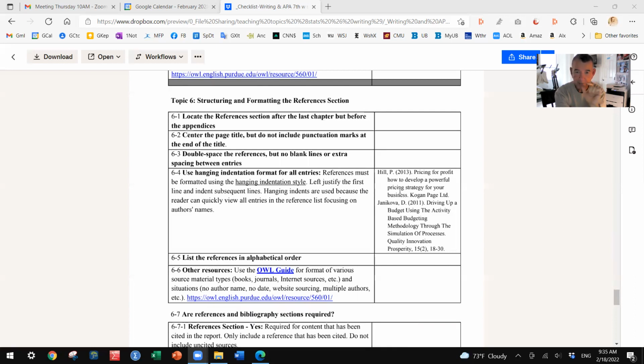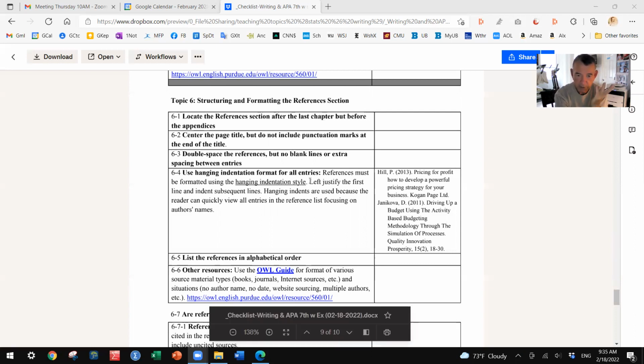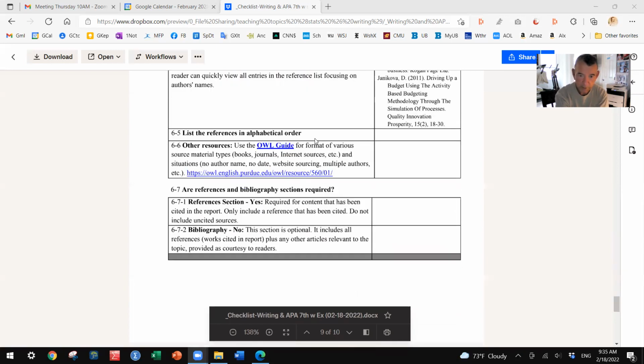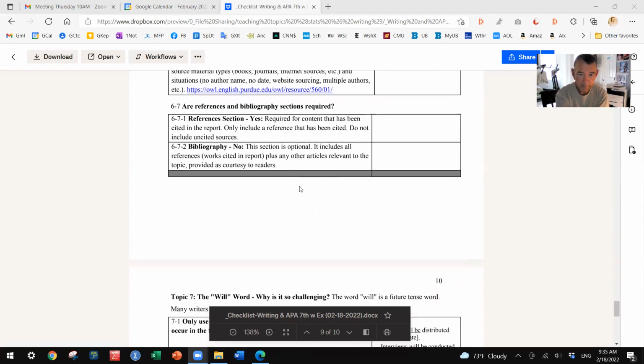It's the opposite of paragraph format. In a paragraph, you indent the first line and then you come back. Here, the first line is left justified and then the rest of the content is indented. That's called hanging indentation style. It's easy to do. If you're not sure about that, you can always use your search engine to figure that out. List the references in alphabetical order. And again, if you have any questions, use the OWL guide.